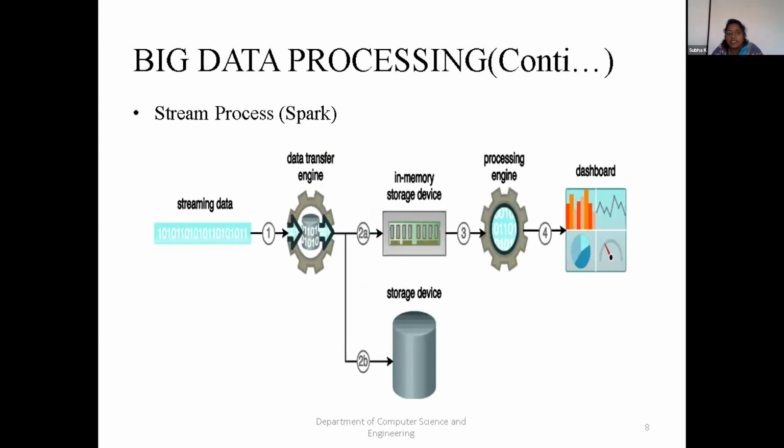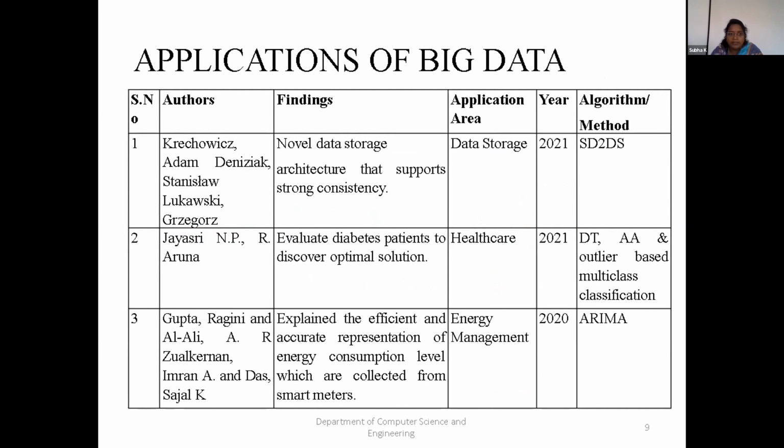This picture explains stream processing in the big data environment. Here, streaming data from a source, ordered with time, is continuously processed, and the processed result is fed into the dashboard before storing data on storage devices.